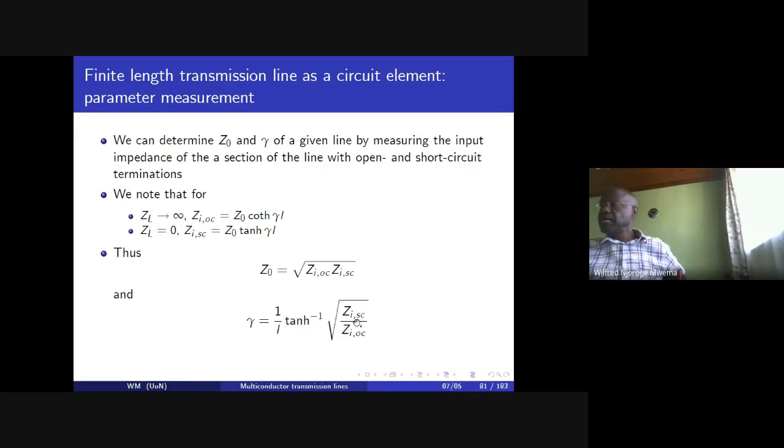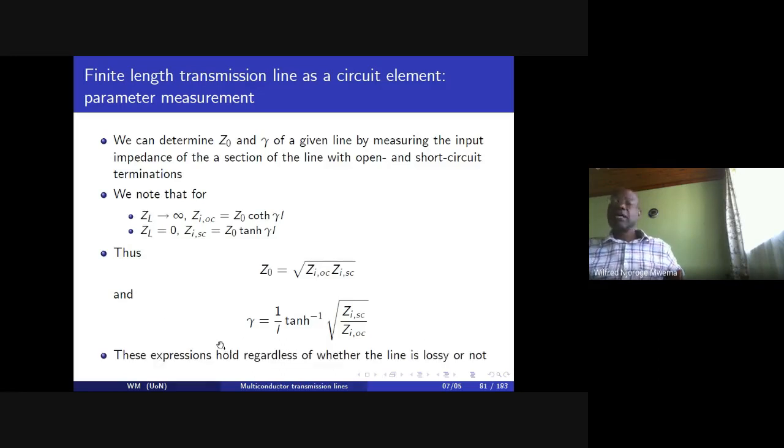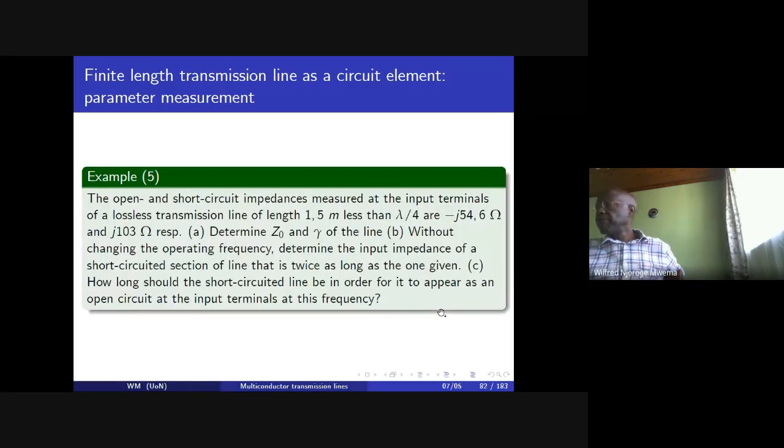So we'll get this one in real and imaginary parts as well, so we can get the attenuation constant, and we can also get the phase propagation constant. The problem, though, is the errors we'll get in determining L, and the errors we obtain in the measurement of that. So these expressions hold regardless of whether our line is lossy or not. And therefore I give this example.